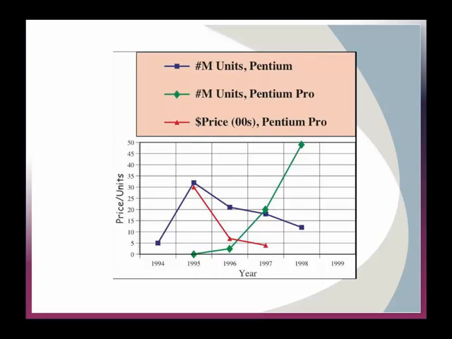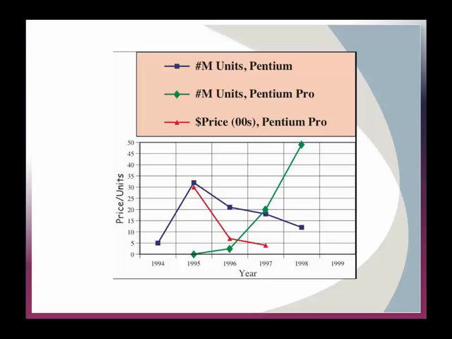If you look at this chart, the red line is the price for the Pentium Pro. Notice when it first was introduced in 1995, it was high. What he did was he dropped the price of the Pentium Pro, that's the new stuff, while not dropping the price of the Pentium, the old stuff. Notice what happens. The green line, the units of Pentium Pro, goes up. The blue line, units of Pentium, go down.